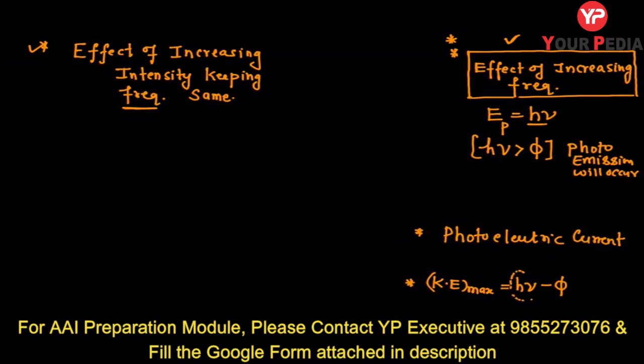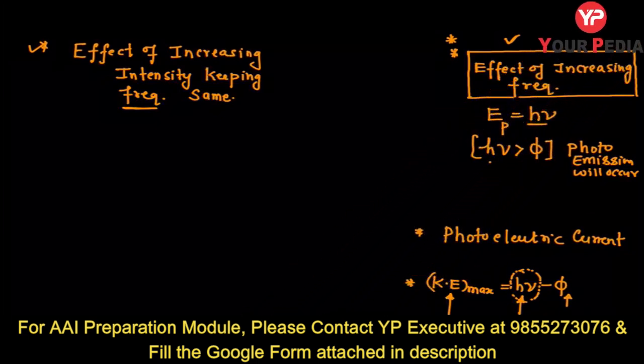Means you are increasing this one, more energetic photon, this will be large. Now this is a constant property of the material. If you are increasing this one, ultimately this will increase. It means if you are increasing the frequency, keeping photon flux constant, you are not increasing the number of photons per unit area per second, you are just increasing the frequency, means you are making the photon more energetic.